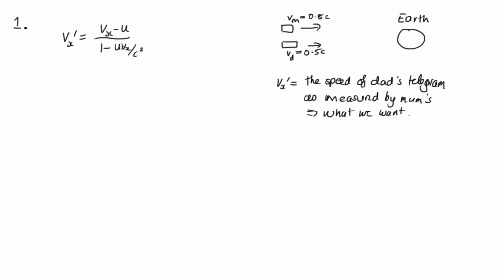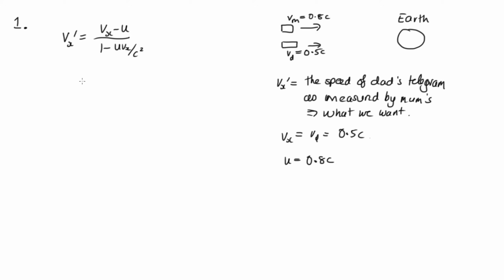Okay, now Vx, that is the speed of the object in the original reference frame. So that's the speed of Dad's telegram in the Earth's reference frame. So that's equal to Vd, which is equal to 0.5 c. And u, that's the relative speed of the reference frame. So in this case, we're going from the Earth's reference frame, which we took to be 0, to Mum's telegram's reference frame, which is 0.8 c. So that's u. So now we've worked out what everything in here is.